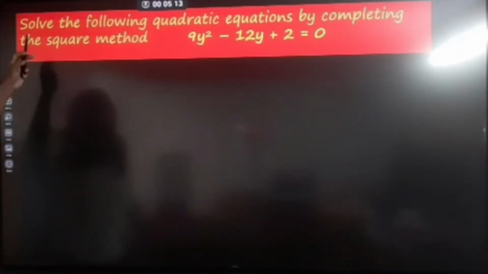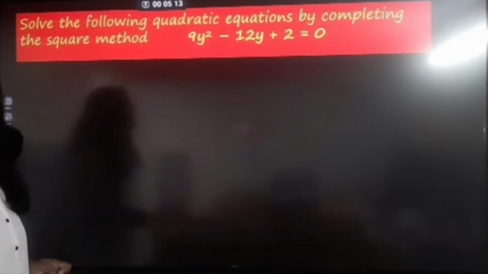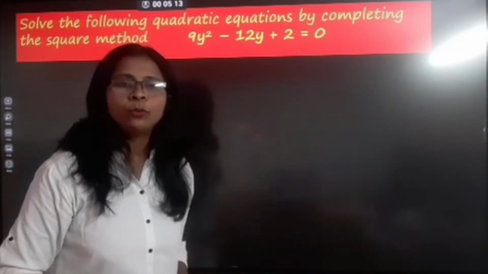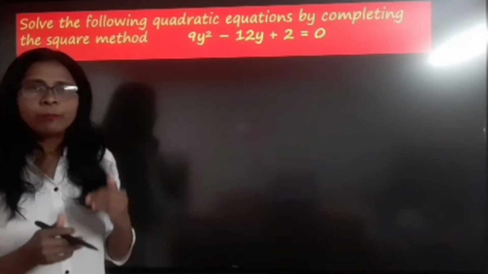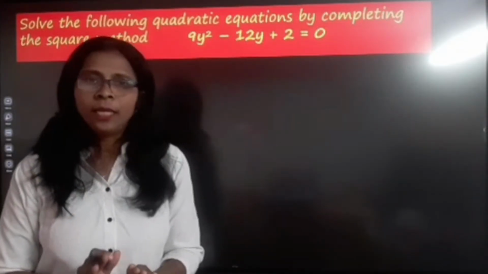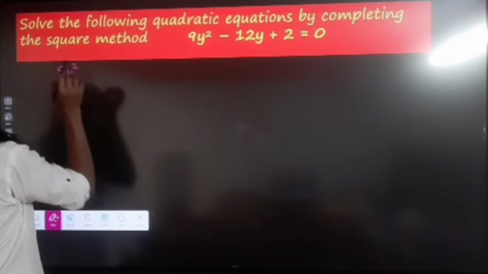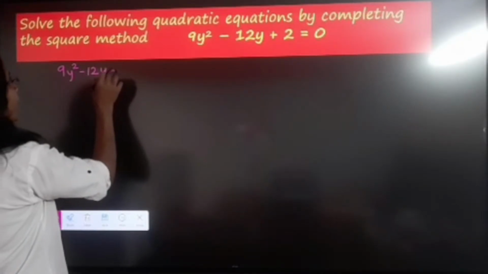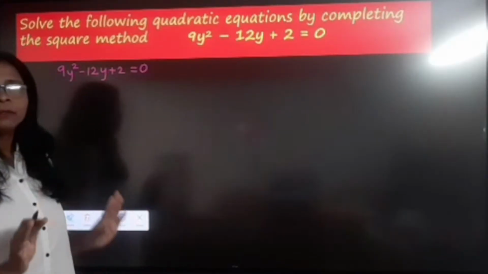Solve the following quadratic equation by completing the square method: 9y square minus 12y plus 2 is equal to 0. Okay, students? So here, as per our given steps, we have to solve this equation. So the first step is to write down the equation as it is: 9y square minus 12y plus 2 is equal to 0. First step is over.